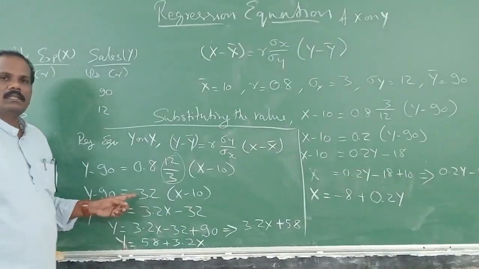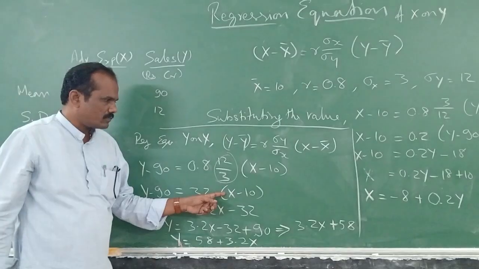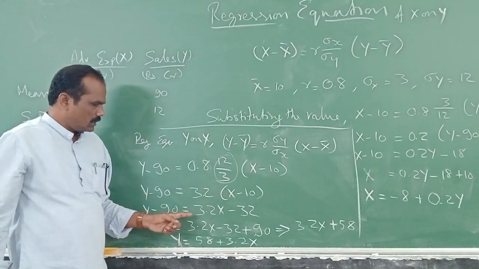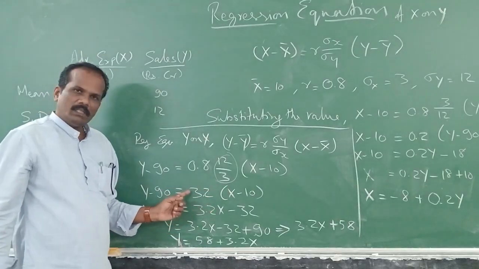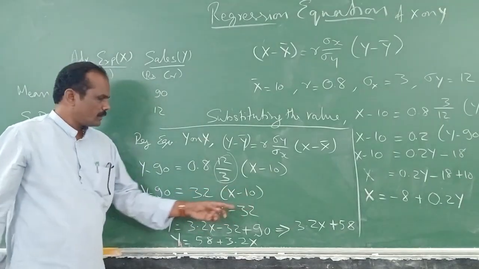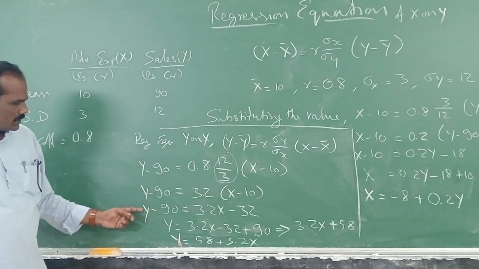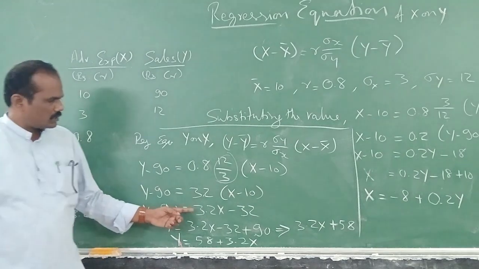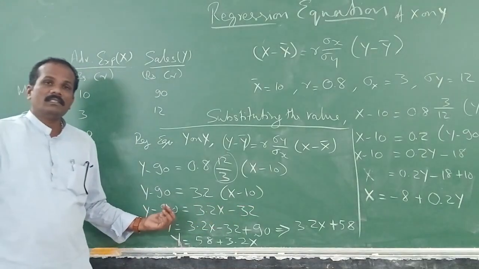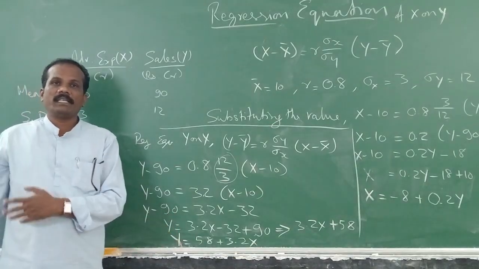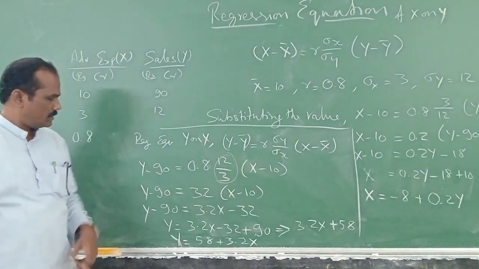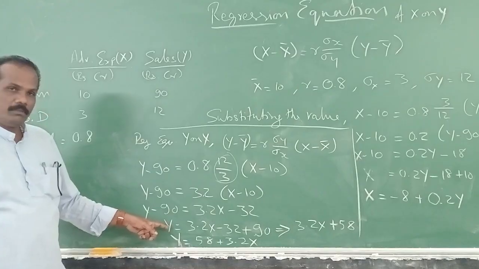And here this 3.2 is common for the x value as well as minus 10. When I multiply 3.2 into x, I will get 3.2x, and when I multiply 3.2 into minus 10, I will get minus 32, right? At the next level, you check y minus 90 is equal to 3.2x minus 32, right? When I shift this minus 90 from right hand side to left hand side, this minus 90 will become plus 90, right?